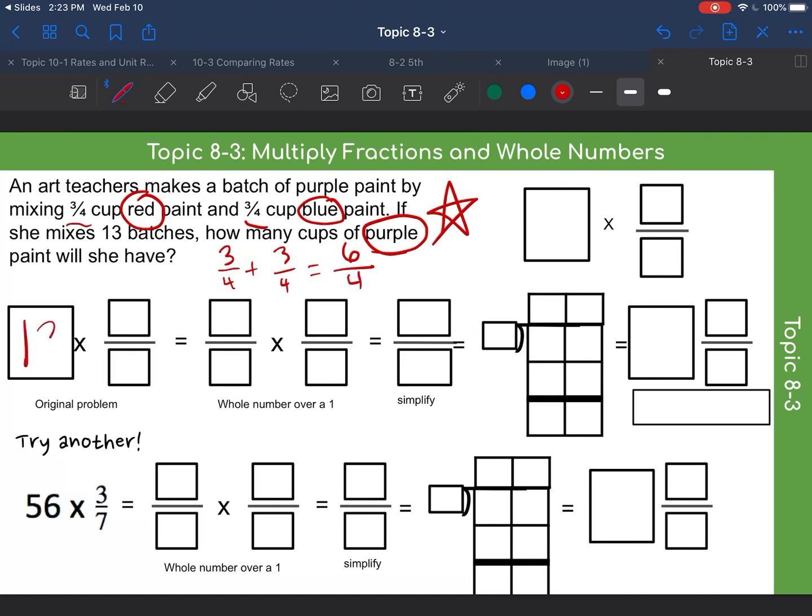So you're multiplying 13 batches. Each batch is 6/4. Now you're solving that. So we put the 13 over a 1, times 6 over 4, and now all we do is multiply straight across. 13 times 6, we get 78. 1 times 4 is 4. Now again, we cannot leave it as an improper fraction.